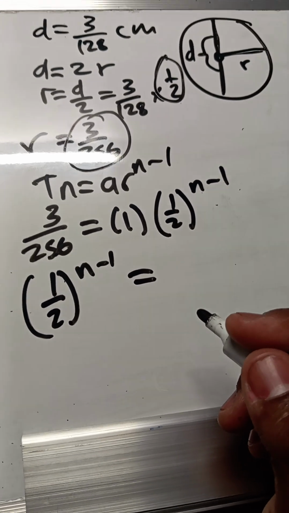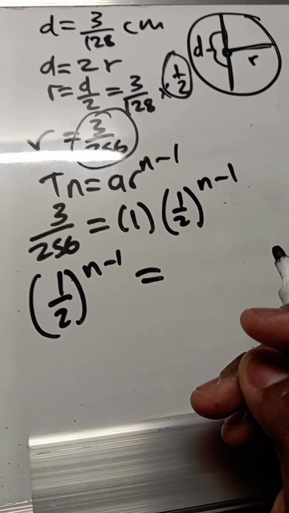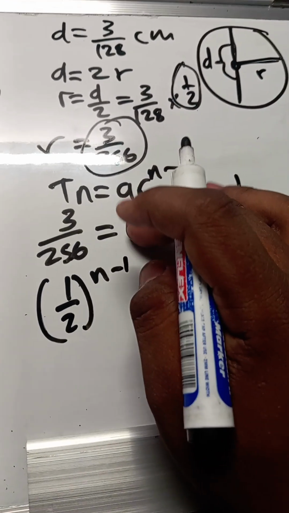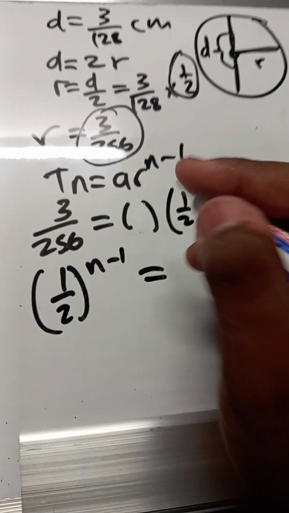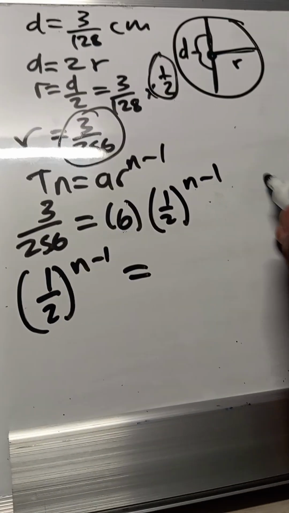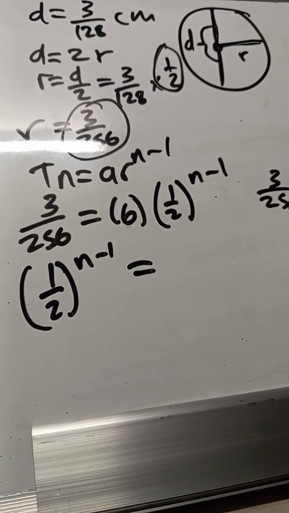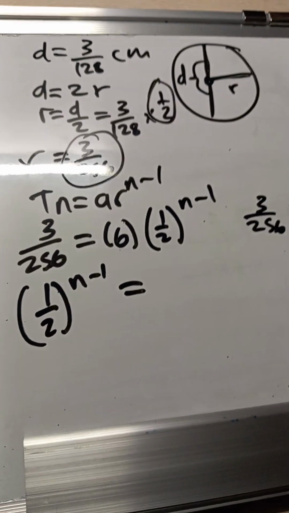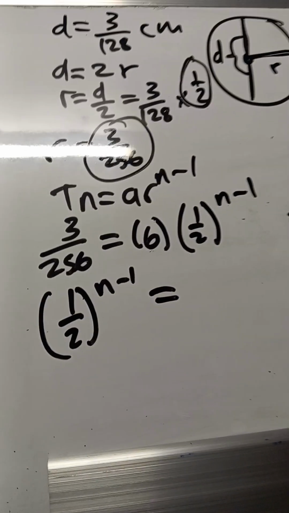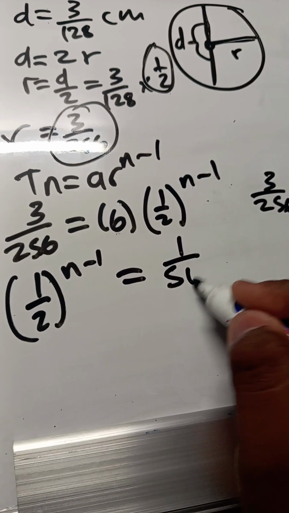No, my value of A is not 1. Sorry guys, I made a mistake. It is 6. Then let me divide 3 over 256 by 6, which is the same as 1 over 2 times 6... So 3 over 256 divided by 6 is equal to 1 over 512.